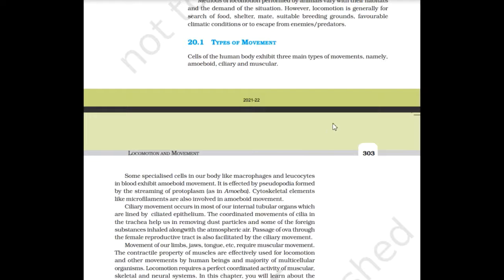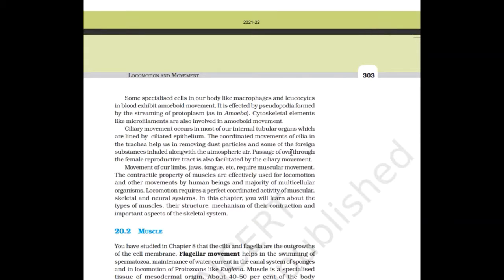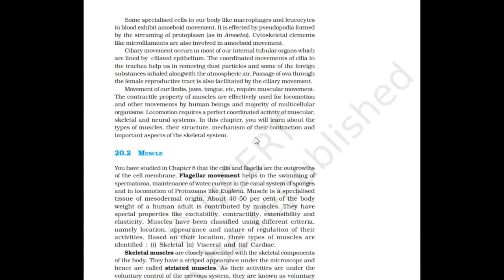Types of movement. Cells of the human body exhibit three main types of movement, namely amoeboid, ciliary, and muscular. Some specialized cells in our body like macrophages and leukocytes in the blood exhibit amoeboid movement. It is affected by pseudopodia formed by the streaming of protoplasm, as in amoeba. Cytoskeletal elements like microfilaments are also involved in amoeboid movement.